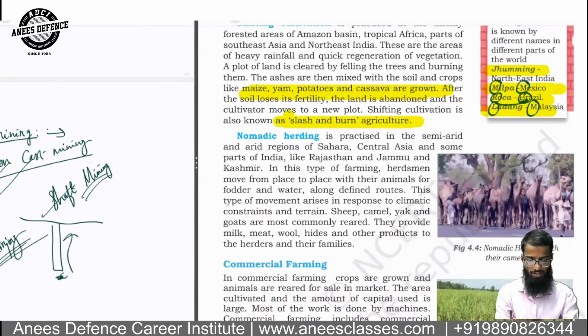Nomadic herding is practiced in the semi-arid, semi-desertic areas of the Sahara, Central Asia, and some parts of India like Rajasthan, Marusthal we call, and Jammu and Kashmir. In this type of farming, the herdsmen move from place to place with their animals for fodder and water along defined routes. This type of movement arises in response to climatic constraints and terrain. Sheep, camel, yak, etc. are most commonly reared.